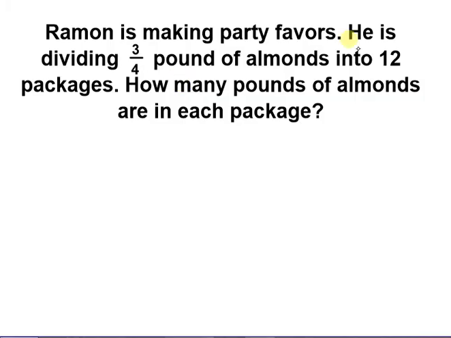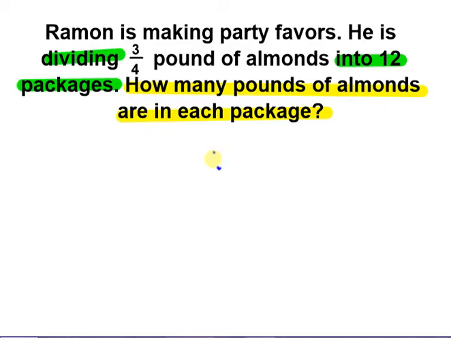So I went ahead and I read the question. I'm going to go ahead and highlight the question, and it's asking me how many pounds of almonds are in each package. Now I need to go back and determine, where is it hinting at my operation? And sometimes, remember, this requires that I sort of reread the beginning of the problem. Ramon's making party favors. He's dividing, there was a key word for me. Dividing 3/4 pounds of almonds into 12 packages. So that's important for me anyway, into 12 packages, because that tells me it's going into separate groups. So I've now determined that my operation is division.